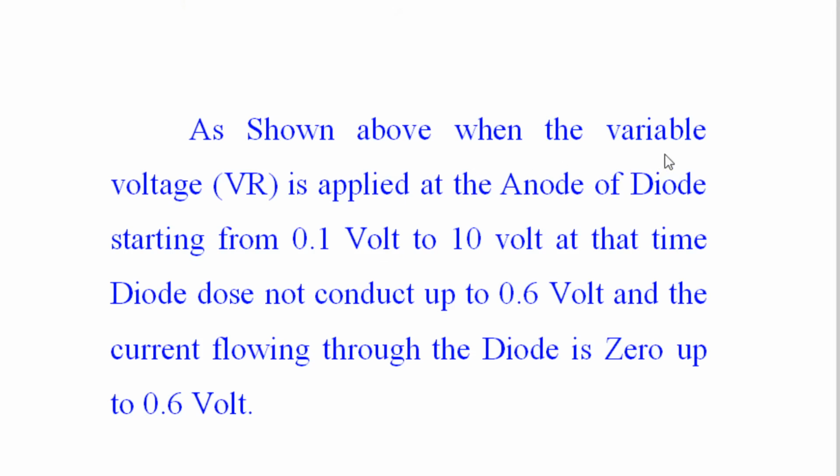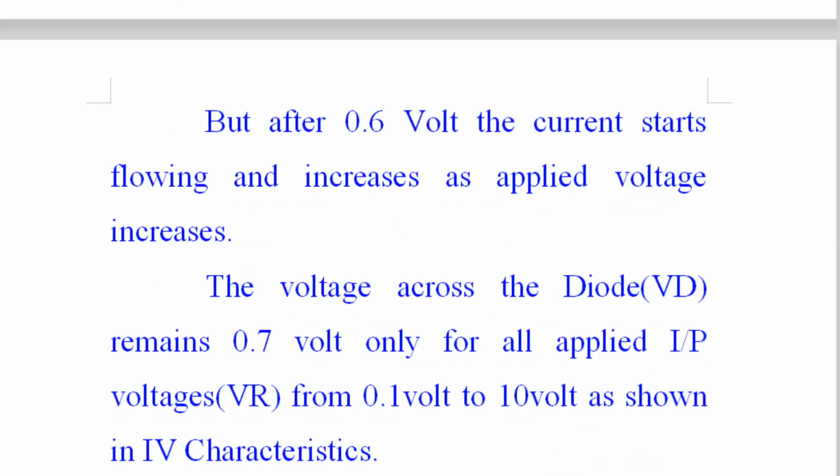As shown above, when the variable voltage VR is applied to the PN junction diode at the anode starting from 0.1 volt to 10 volt, at that time the diode does not conduct up to 0.6 volt, and the current flowing through the diode is 0 up to 0.6 volt. So till 0.6 volt the diode does not conduct. But our variable voltage is from 0.1 volt to 10 volt. Now let us see in the next slide what happens after 0.6 volt.